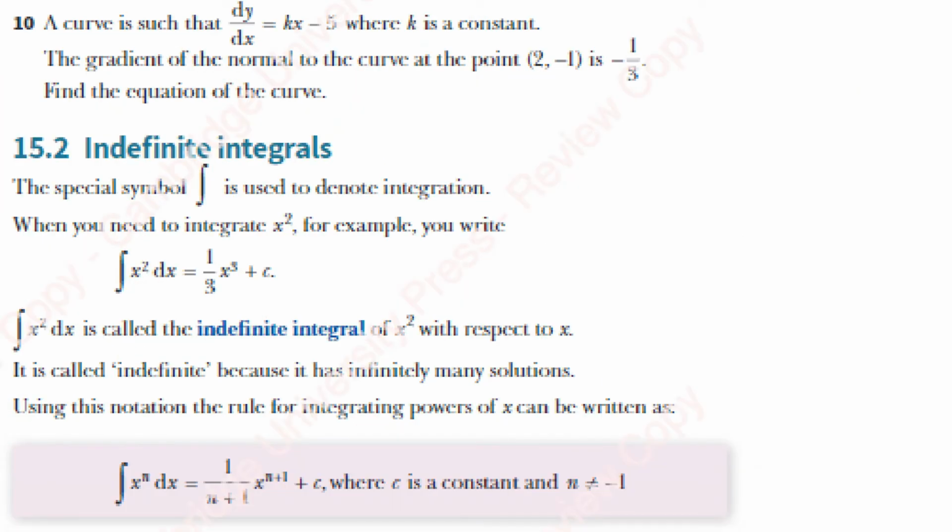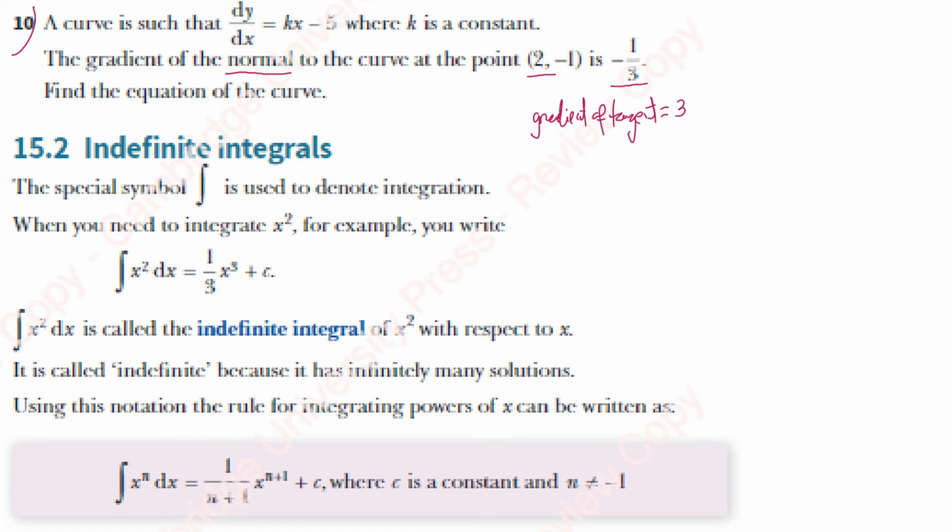Question number 10 is written here. A curve has dy by dx expression given, and the gradient of the normal at the point (2, minus 1) is minus 1 by 3. If the gradient of the normal is minus 1 by 3, we can say the gradient of the tangent is positive 3. Make it reciprocal and multiply with a minus sign.